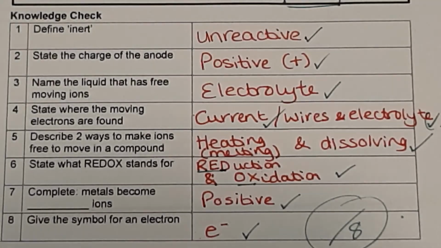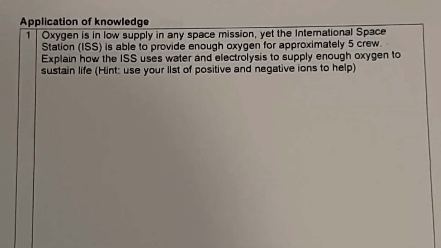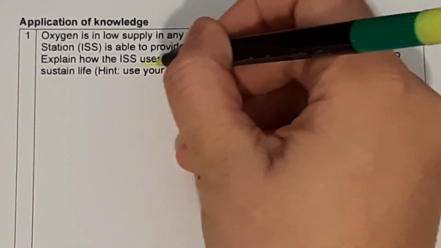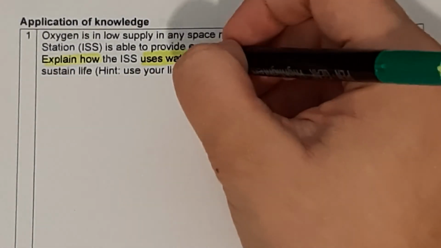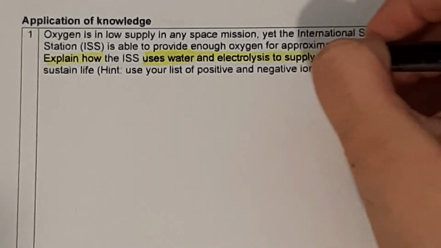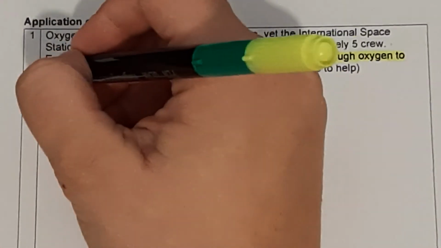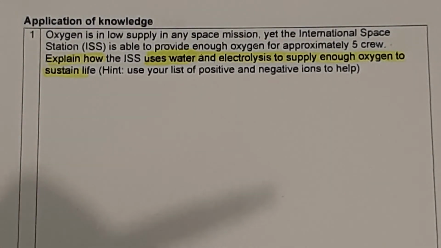So moving on to the application knowledge question on page 21. Oxygen is in low supply on any space mission, yet the International Space Station, the ISS, is able to provide enough oxygen for approximately 5 crew members. Explain how the ISS uses water. So explain how the ISS uses water and electrolysis to supply enough oxygen to sustain life. Okay, so this is talking about the electrolysis of water.